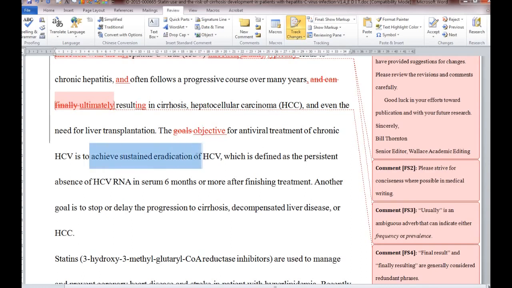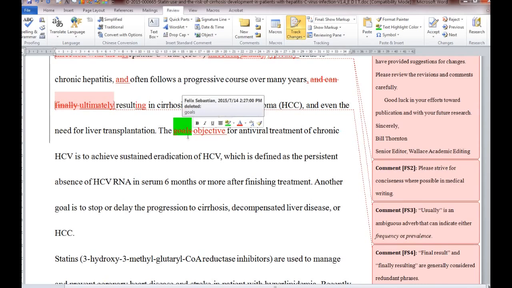Okay, so I have here, I've got the objective for and is. They agree. Okay, and then just to double check, we've got to achieve sustained eradication of HCV. Okay, this is 1, 1, 1. It's critical in editing to make sure everything matches, everything fits. Okay, the objective. Now, goal, there's a good chance the author used that again.